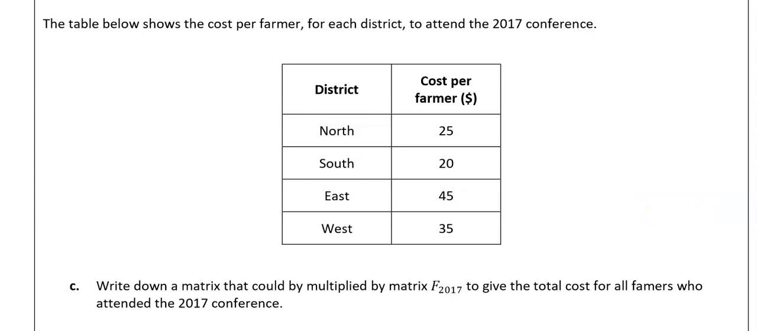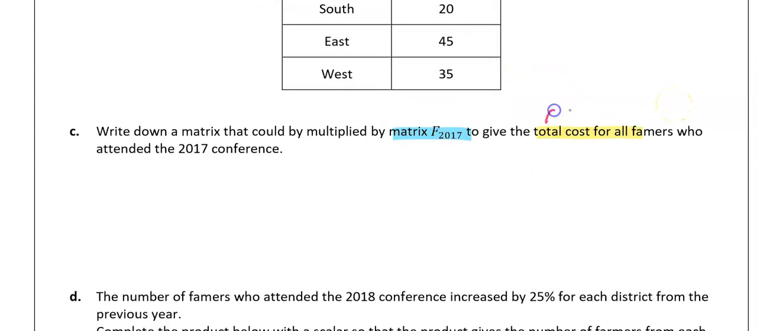The table below shows the cost per farmer for each district to attend the 2017 conference. Write down a matrix that could be multiplied by F 2017 to give the total cost of all farmers who attended the conference. So we want to use the information here in this table to construct a matrix equation that will give us total cost. So remember before we said total cost means we want to end up with a single value.